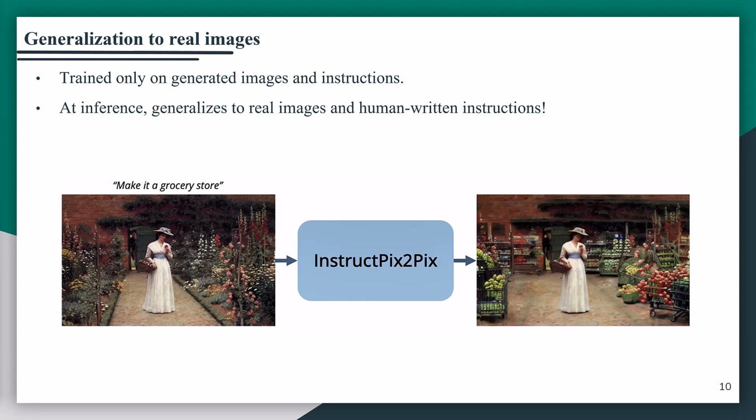As you can see on the left side, we have an input with the instruction make it a grocery store. Then we apply the instruction pix to pix. We have the output is very similar to the input, and it changes to a grocery store. The result is amazing.